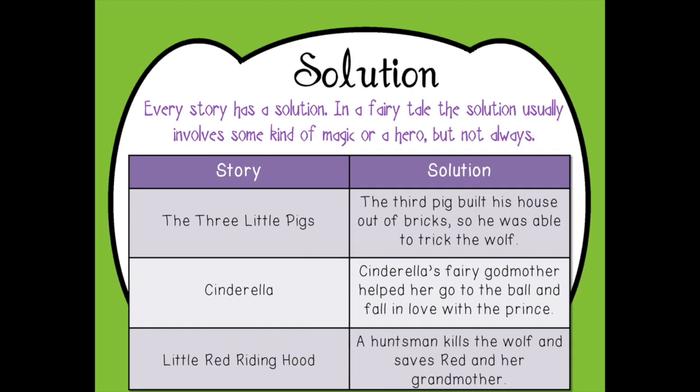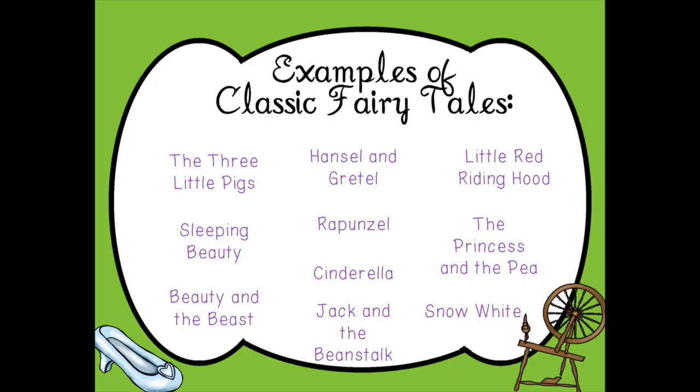And then for every problem, there is a solution. So fairy tales usually end with happily ever after. So that means the problem that happens in the story gets solved by the end. So in the 3 Little Pigs, the 3rd pig built his house out of bricks and he was able to trick the wolf. In Cinderella, Cinderella's fairy godmother helped her go to the ball and fall in love with the prince. In Little Red Riding Hood, a huntsman kills the wolf and saves Red and her grandmother.